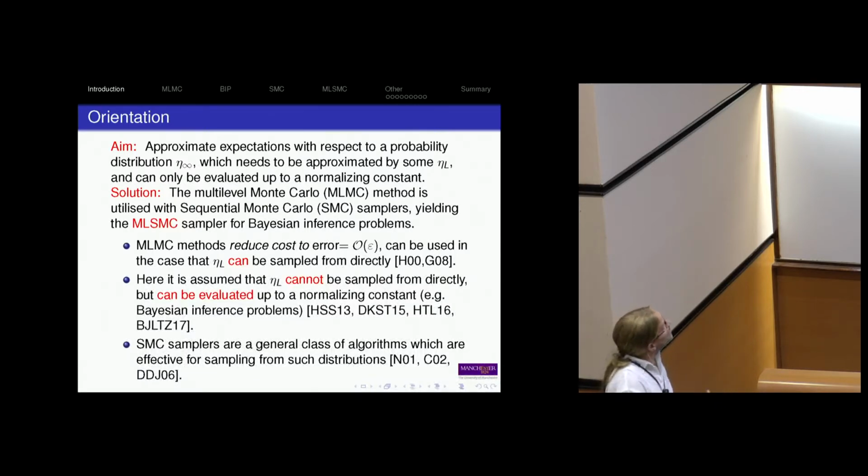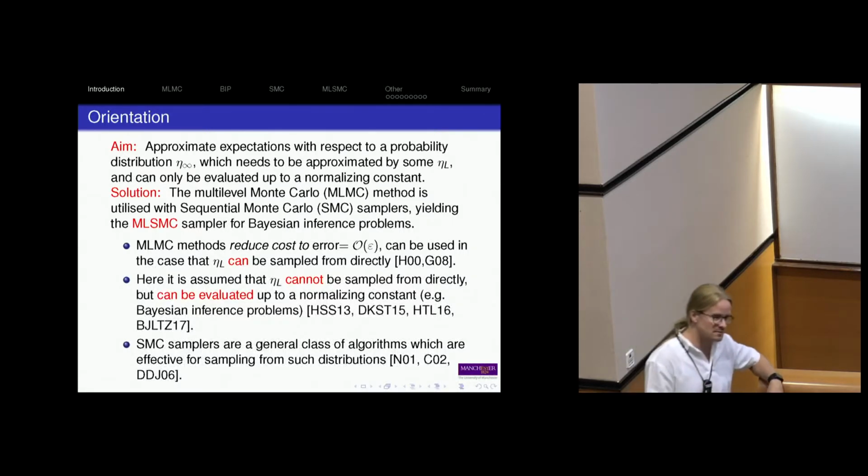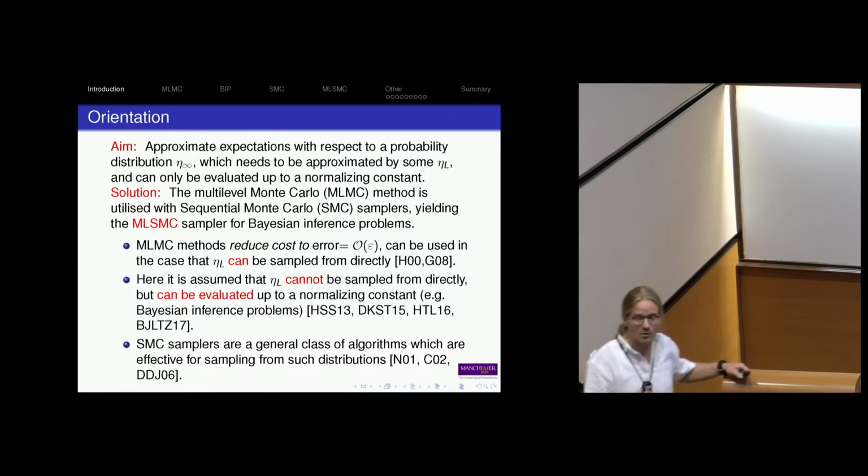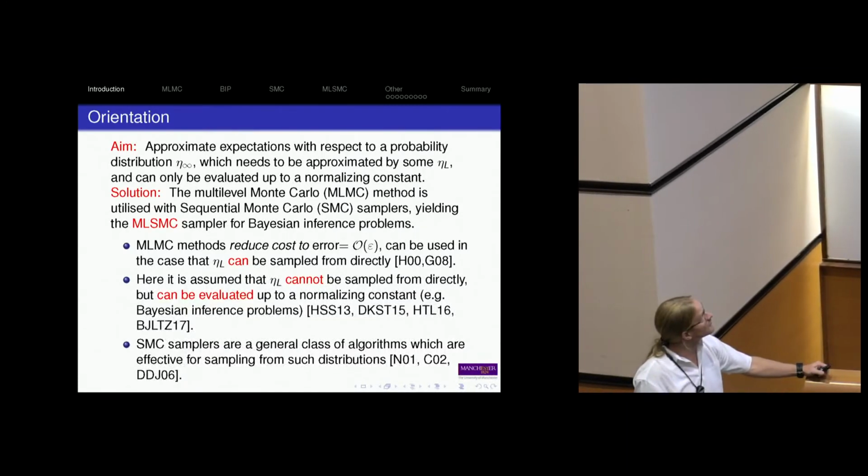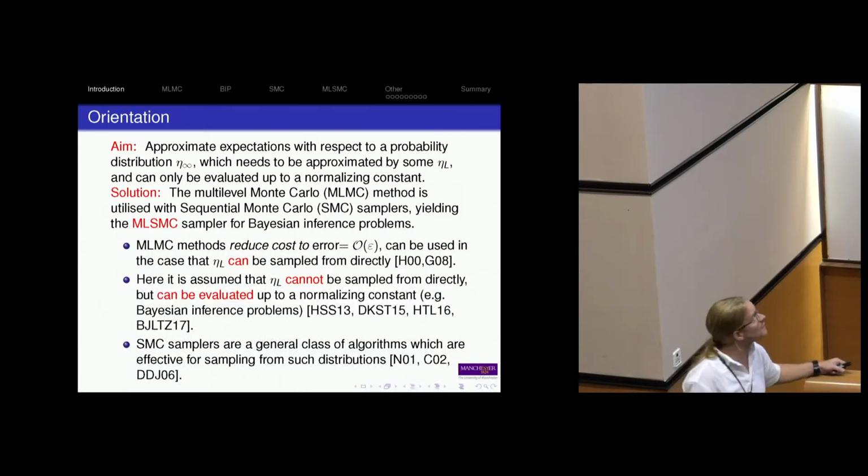All right, so here we're aiming to approximate expectations with respect to some probability distribution, which I'll denote eta infinity, which needs to be approximated at some finite resolution, and we'll denote that by eta L. And this eta L can only be evaluated up to a normalizing constant, at best. Actually, I'm going to give another talk on Friday where we loosen the requirement that we can even evaluate it and only require evaluation up to a non-negative unbiased estimator. But for now, we can evaluate it up to a normalizing constant.